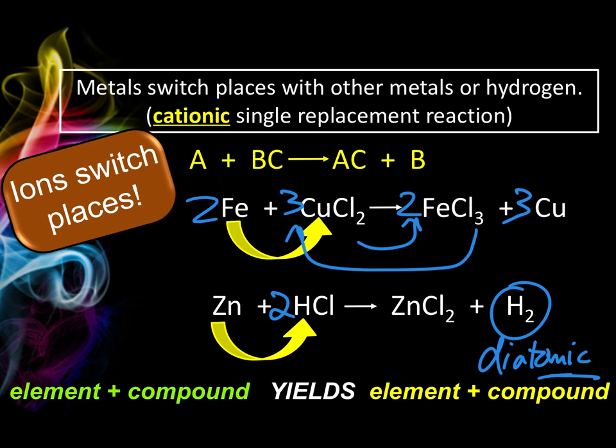So again, we have an element and a compound. It's going to make an element and a compound. Remember, it doesn't matter, this is still an element. The problem is it's a diatomic. It's something by itself. If it is by itself, it needs a 2, so you give it a 2.